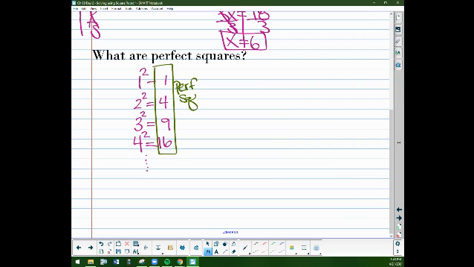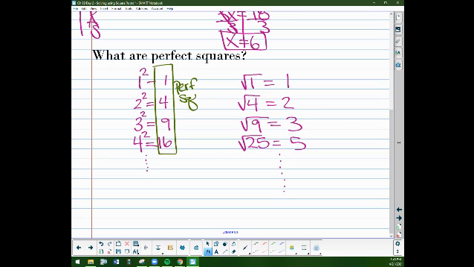And the other thing that is really cool about perfect squares is that when we take the square root of them, they are whole numbers. So the square root of 1 is 1, the square root of 4 is 2, the square root of 9 is 3, the square root of 25 is 5, and so forth, on and on.